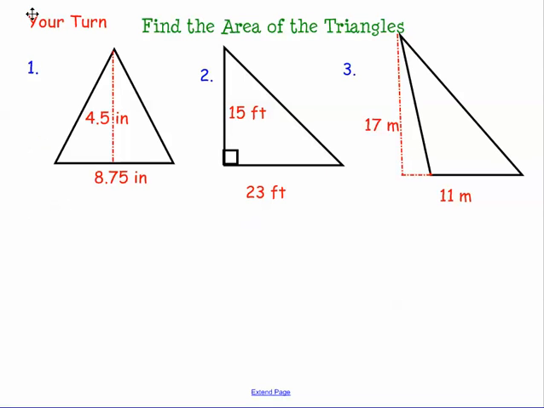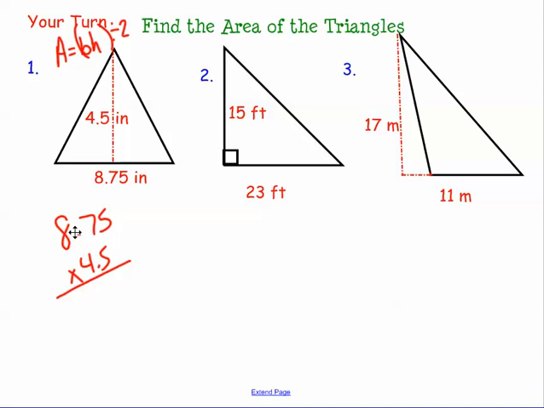So it's base times height. I'm going to write my formula again. Area equals base times height, and then I'm going to divide by 2. So 8.75 times 4.5. I'm going to do that first. I'm going to use my calculator. You can as well.